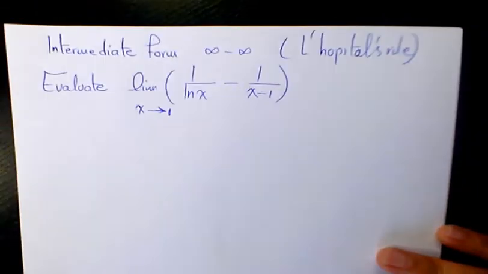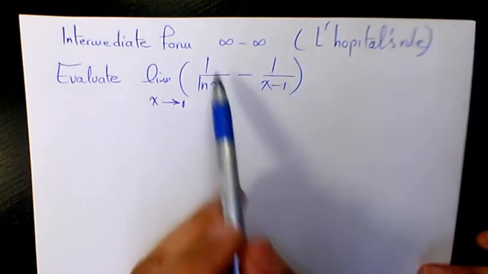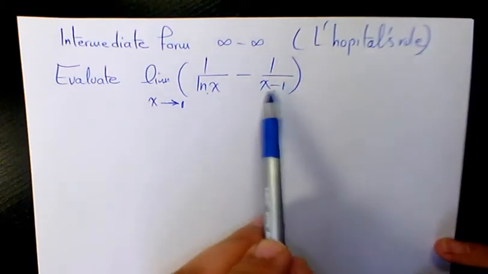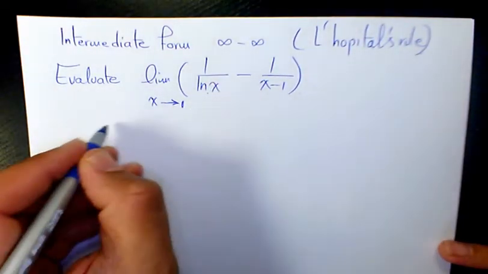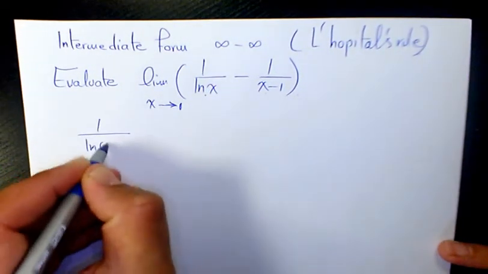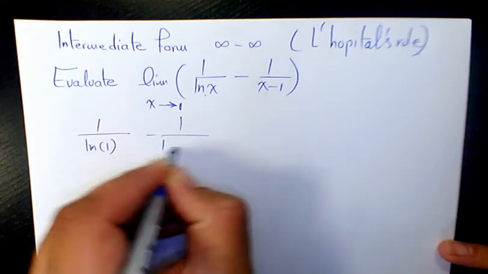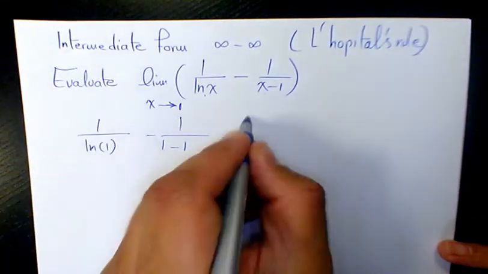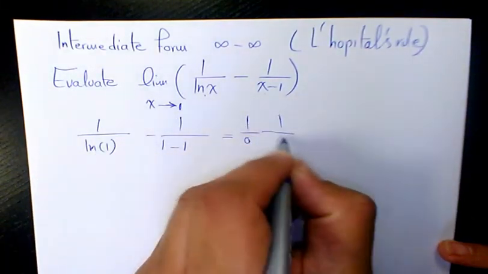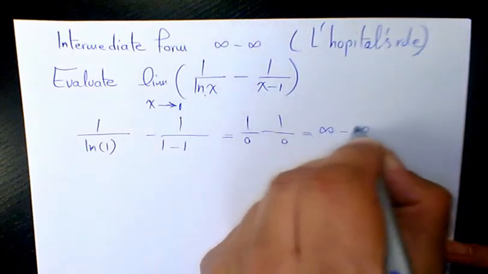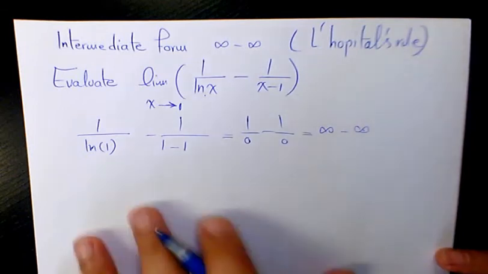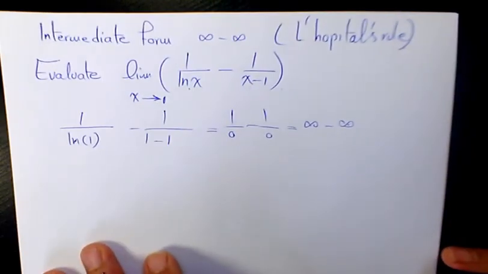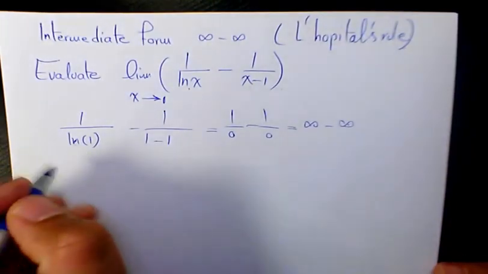So in this example, the limit of 1 over ln x minus 1 over x minus 1, we need to find this one. When you sub it there, it's going to be 1 over ln 1 minus 1 over 1 minus 1. That's going to be 1 over 0 minus 1 over 0, which is infinity minus infinity. So then it means that we need to use L'Hopital's rule.